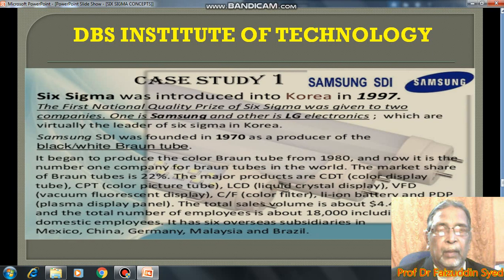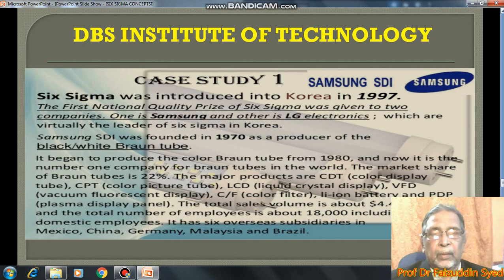Now you are going to study some case studies. Case study number 1. This is about Samsung. Six Sigma was introduced in Korea in 1997. The first national quality prize of Six Sigma was given to two companies. One is Samsung and the other is LG Electronics. They are virtually the leaders of Six Sigma in Korea.